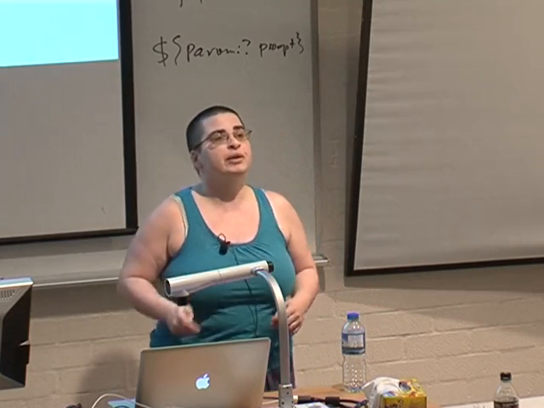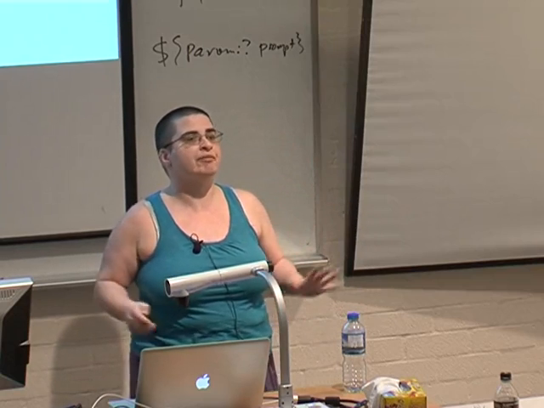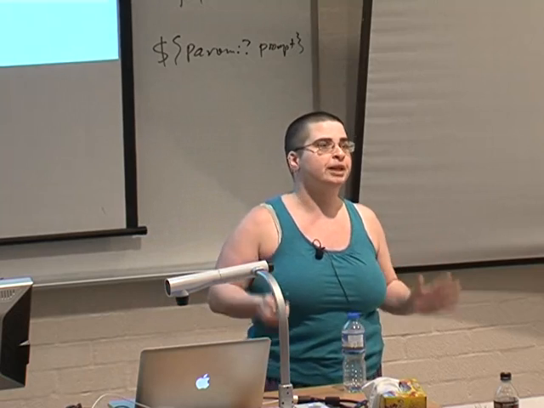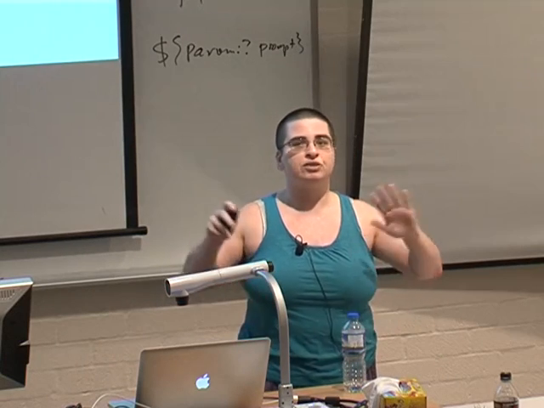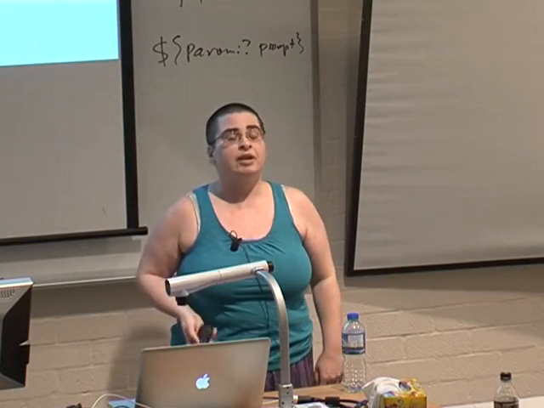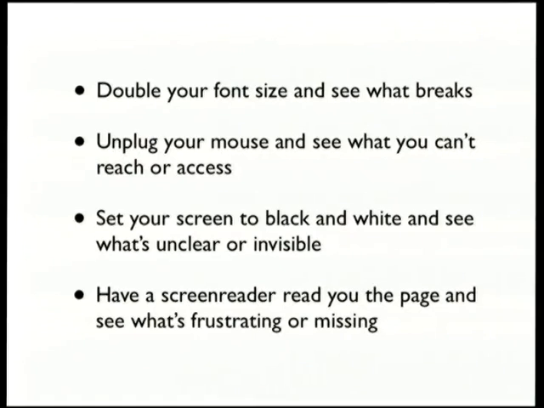You're never going to be able to do everything that a regular user of the technology can do. They've been using it for years. They're like the superpower users. But you can do some very basic checks. Here are the four basic checks that you should do on any website that you are designing. Double your font size. See what breaks. Set your font size to 24 point, 30 point, 36 point. Can you use your site at these text sizes? If you can't, fix it.